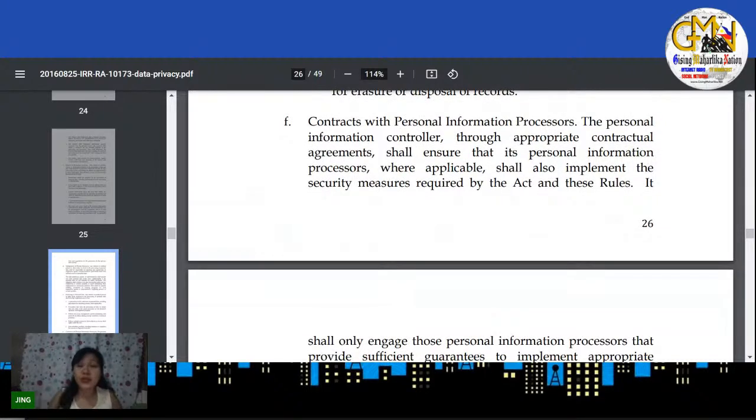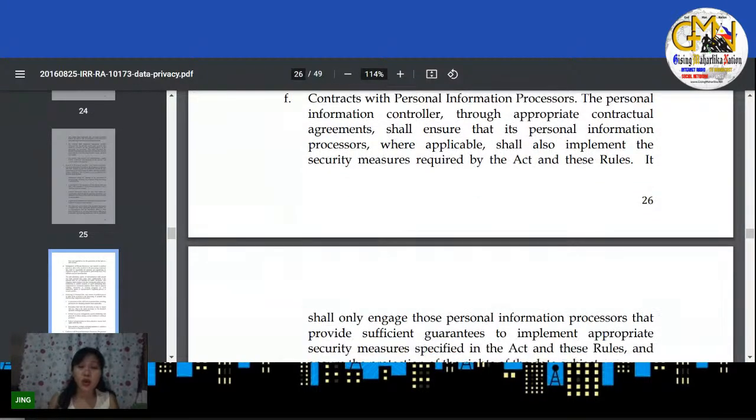Letter F. Contracts with personal information processors. The personal information controller, through appropriate contractual agreements, shall ensure that its personal information processors, where applicable, shall also implement the security measures required by the Act and these rules.